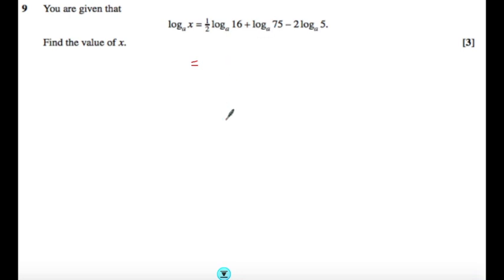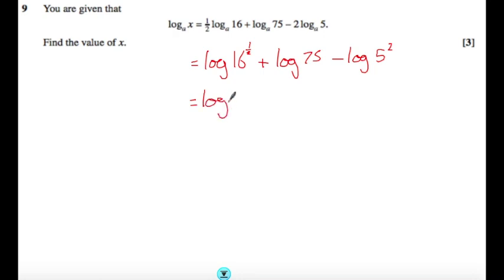So we're doing the opposite of what we're doing on question 8, because here we're having to compact the logs rather than break them apart. So I'm going to make that log of 16 to the half. I know I haven't put any a's here. I probably would in the exam, but it sounds like a lot of work. And then minus log of 5 squared. Right, so log 16 to the half is log 4, because that's just square root of 16. Can't do anything with log 75, and that's minus log 25.